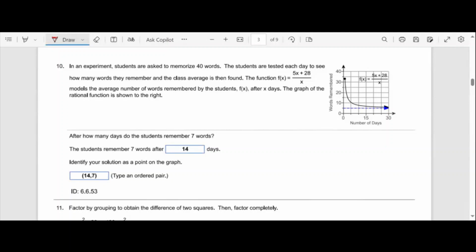Mohamed, can you read again? Okay. Number 10. In an experiment, students are asked to memorize 40 words. The students are tested each day to see how many words they remember, and the class average is then found. The function f of x equals 5x plus 28 over x models the average number of words remembered by the students after x days. The graph of the rational function is shown to the right. Khalid, read the question. After how many days do the students remember 7 words?